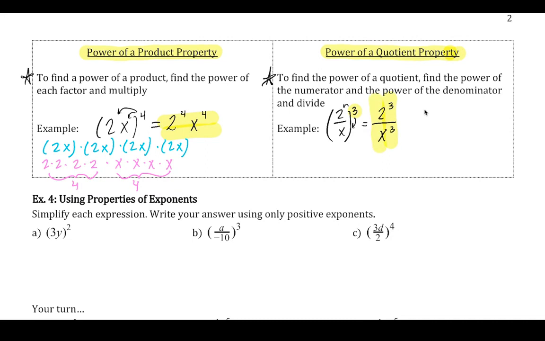And this one we can expand as well. 2 over x cubed, or 2 over x to the 3rd power, is just 2 over x being multiplied by itself 3 times. So you can see across the numerator, there's 1, 2, 3 twos, 2 to the 3rd power. And then in the denominator, there's 1, 2, 3 x's, x to the 3rd power.